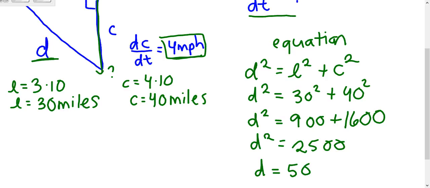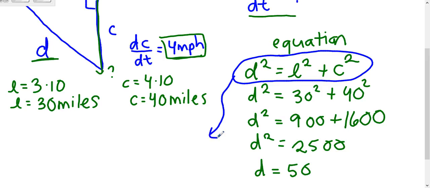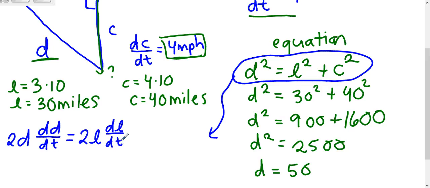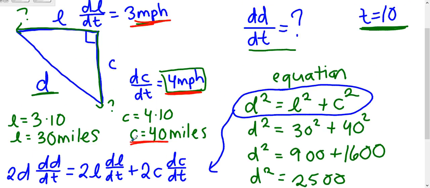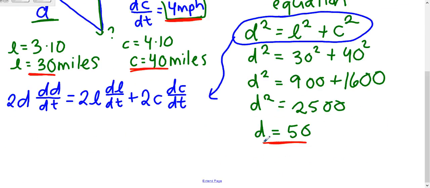So if we look back at this equation, let's take the derivative to figure out our answer. So first, we are going to have 2d dd/dt equals 2l dl/dt plus 2c dc/dt. And we can plug information in. We have dc/dt, we have dl/dt, we have c, we have l, and we have d. So the only thing that's left is dd/dt, and that's what we're solving for anyways.